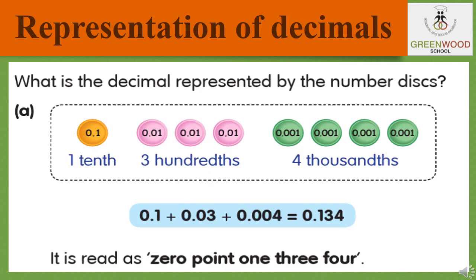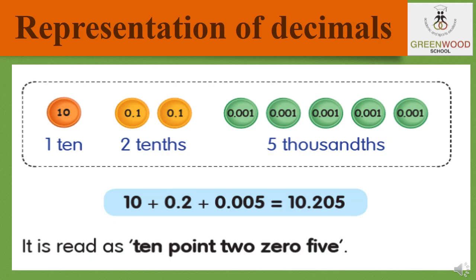Next is representation of decimals by number disk. 0.1, that is 1/10. 0.01, 0.01, 0.01. That means 3 hundredths. And 0.001 4 times, that means 4 thousandths. So it is written as 0.1 plus 0.03 plus 0.004, which is equal to 0.134.